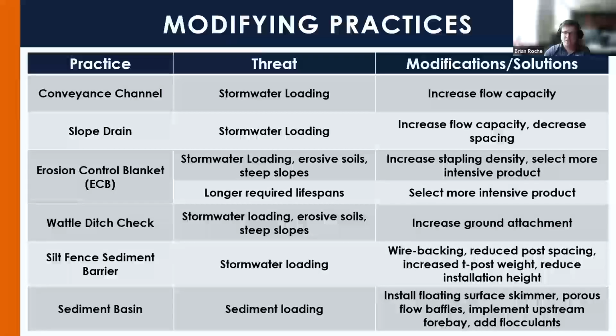The modifications can vary both by practice as well as by the threat. An example would be if you have a silt fence and you're trying to lower probability of failure due to stormwater loading, you can reduce post spacing, add wire backing, or increase your T-post weight to prevent failure.